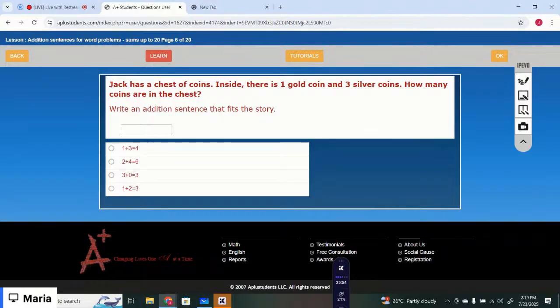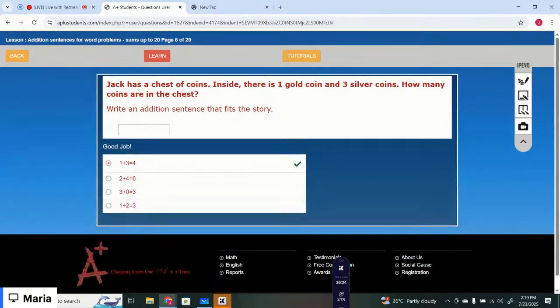Dak has a chest of coins. Inside there is one gold coin and three silver coins. How many coins are in the chest? One plus three equals four. Option number one is the correct option.